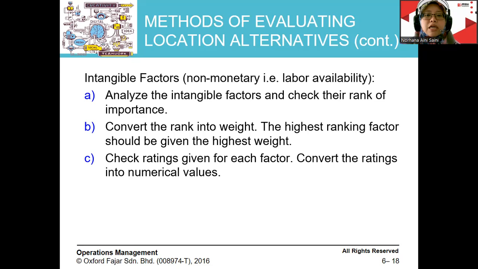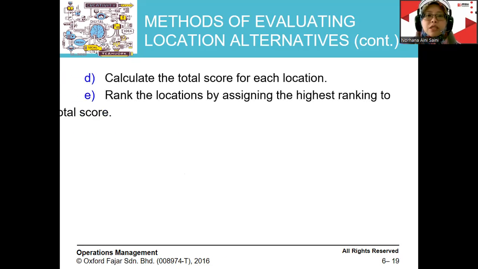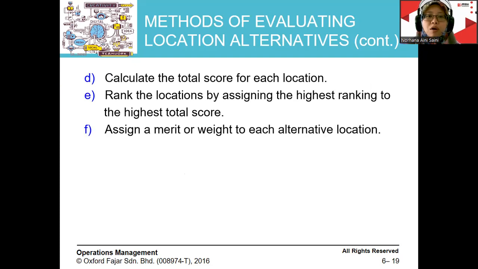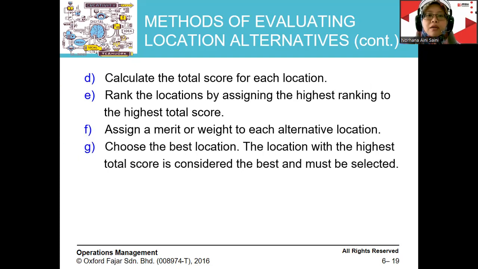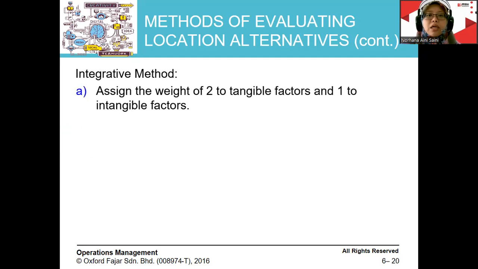Third, check the rating given for each factor. Then calculate the total score. Next, rank the locations by assigning the highest ranking to the highest total score, and then assign a merit or weight to each alternative location. Then we have to choose the best location.